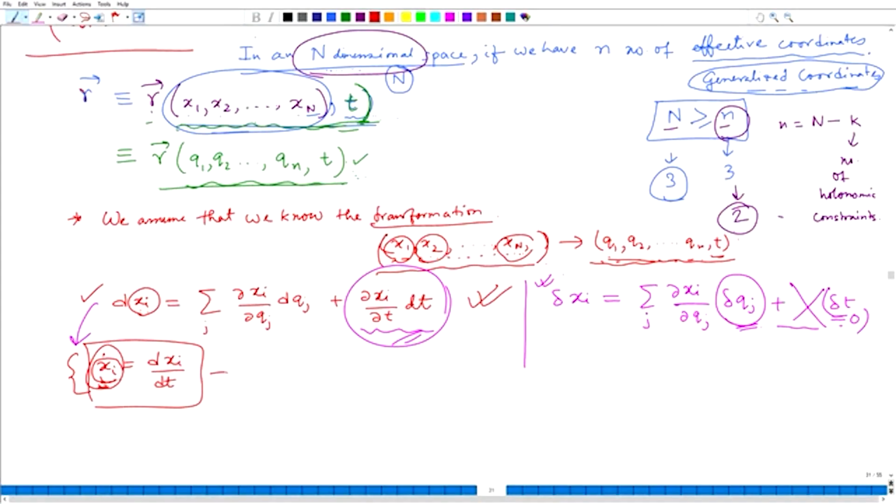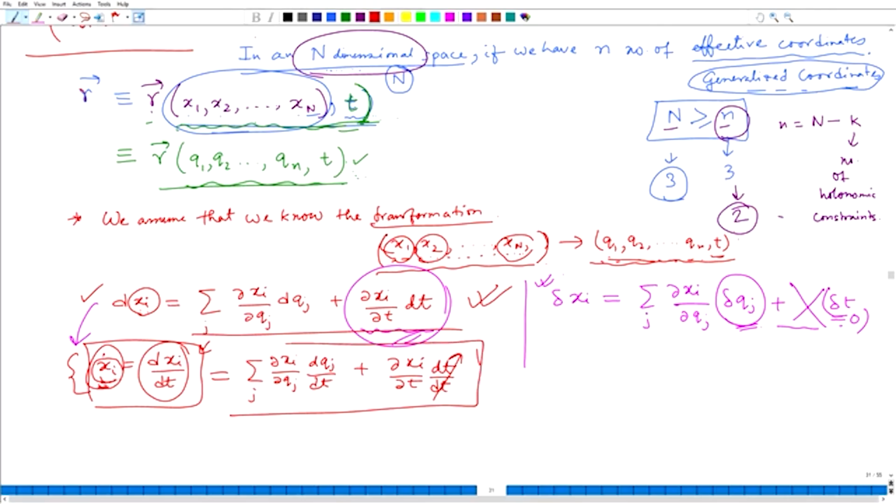So, if we write that, that will simply be given by d/dt, so I can now put this expression here, which will give simply summation over j del xi del qj dqj dt plus del xi del t dt by dt, which is 1 of course. So, you have an expression for the velocity corresponding to the Cartesian velocity corresponding to the position or generalized coordinate xi.